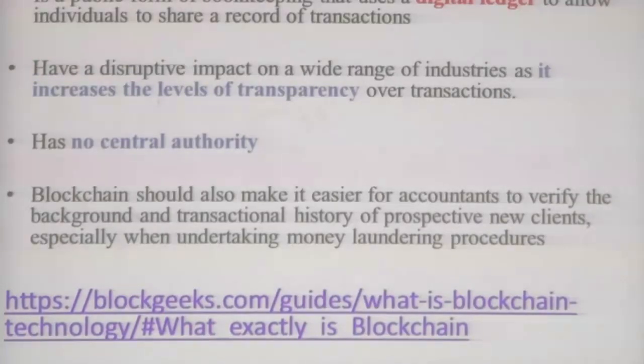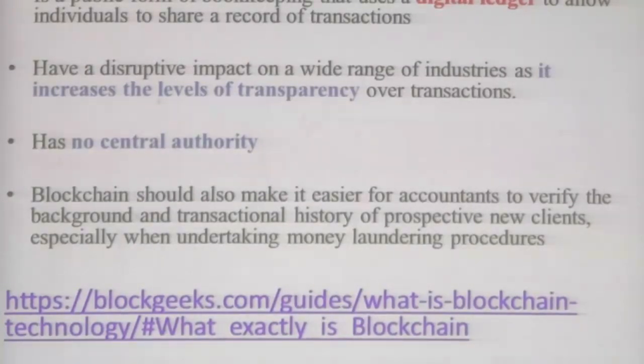So, when doing the transaction, that can be viewed by the other parties which are allowed to view, so transparency is available, and it has no central authority. There is no central authority to manage that. Blockchain should also make it easier for accountants to verify the background and transaction history of a prospective new client. When there is a new client coming in, the accountants can verify their background. All the information is stored there.